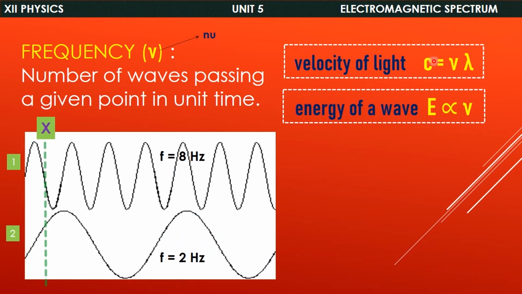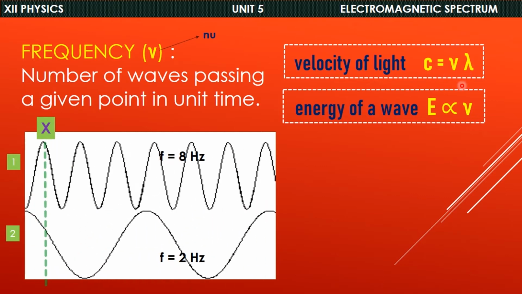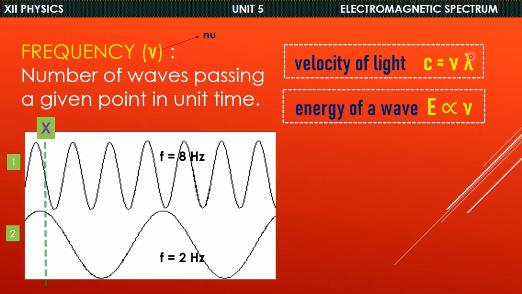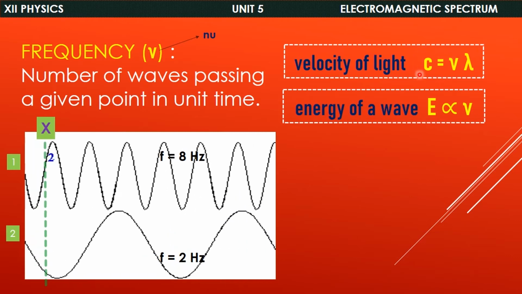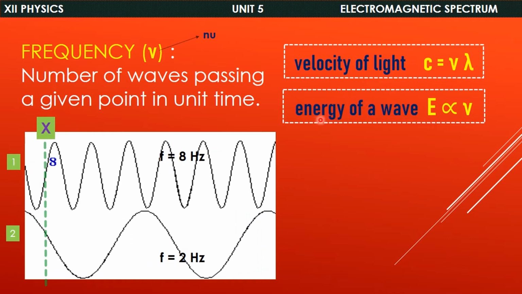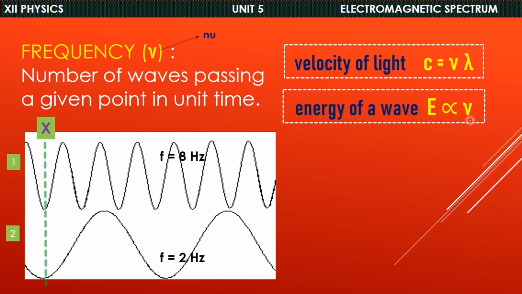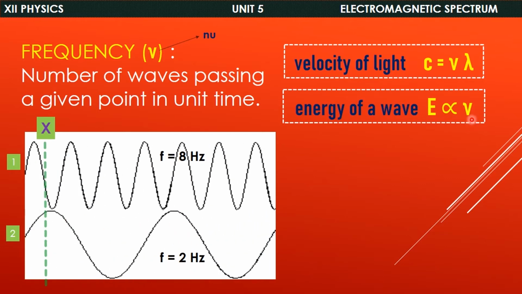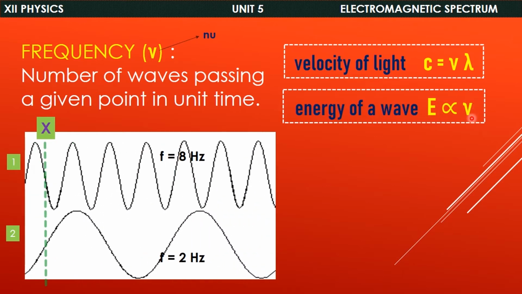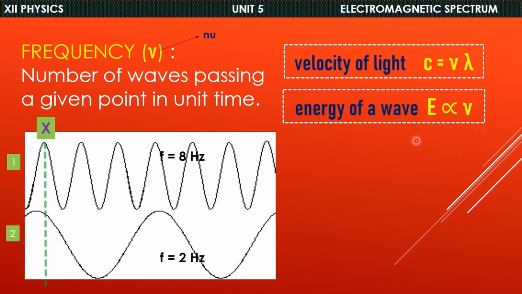Since the velocity of light is a constant, if the frequency increases, the wavelength decreases, or if the frequency decreases, the wavelength increases to keep the value of c a constant. And also, the energy of a wave E is directly proportional to the frequency of a wave. That means, if the frequency increases, the energy increases. If the frequency of the wave decreases, the energy of the wave decreases.